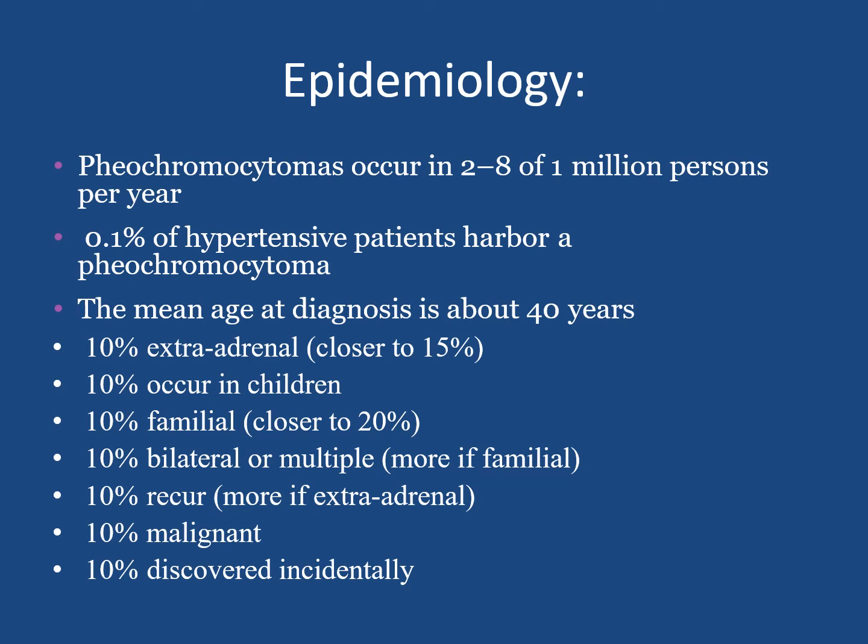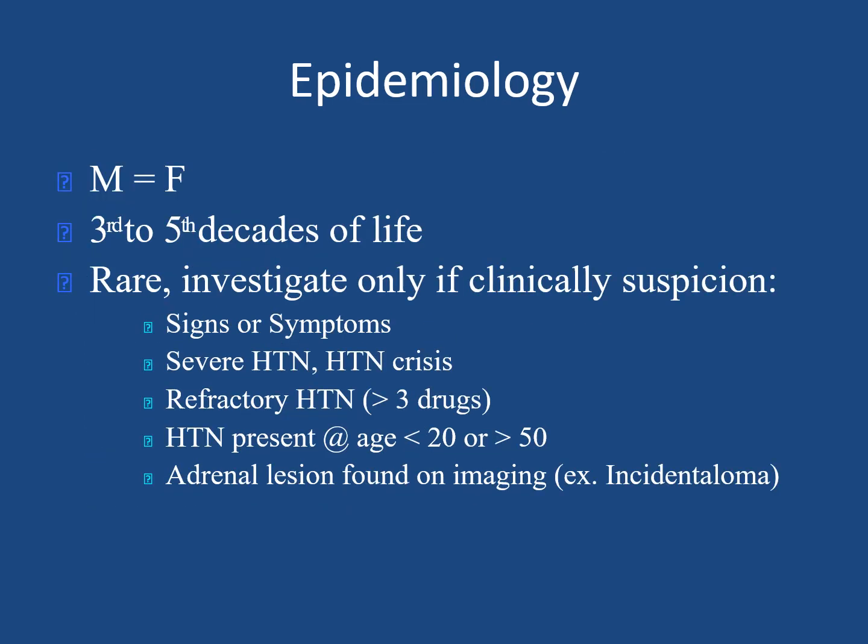Pheochromocytomas occur in 2 to 8 per million persons per year. 0.1% of hypertensive patients harbor a pheochromocytoma. For simplicity, the rule of 10 has been used to describe it: the mean age at diagnosis is about 40 years, 10% are extraadrenal, 10% occur in children, 10% familial. In some cases, it is closer to 20% as well. 20% are bilateral or multiple, 10% recur, 10% are malignant, 10% are discovered incidentally. You can remember easily just by the rule of 10 formula. There is no difference in prevalence in male or female. Usually patients develop symptoms in the third to fifth decade of life.